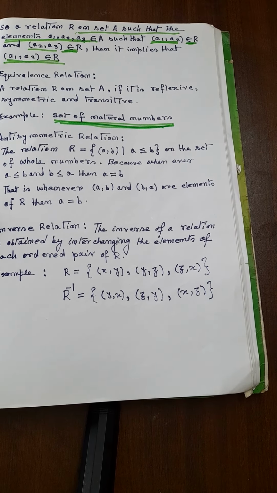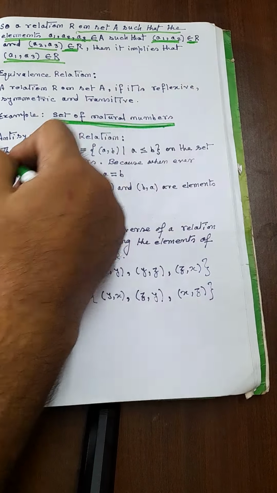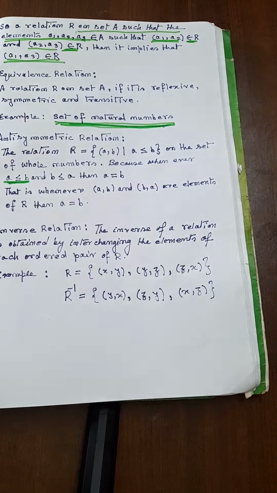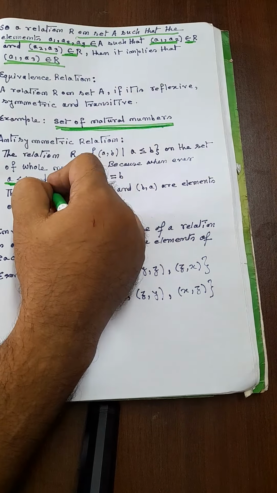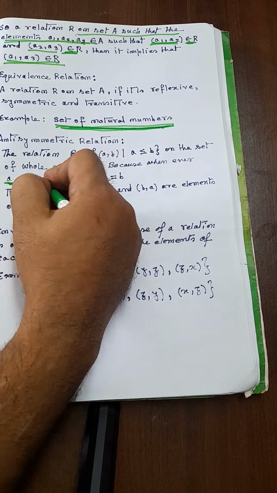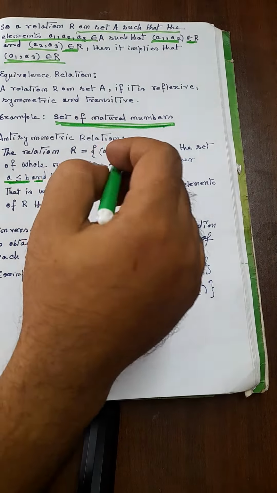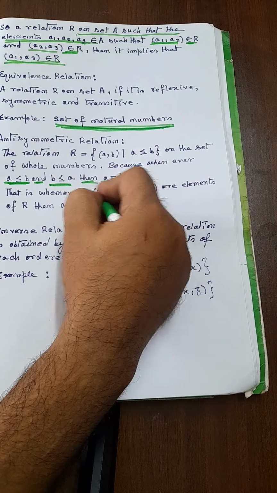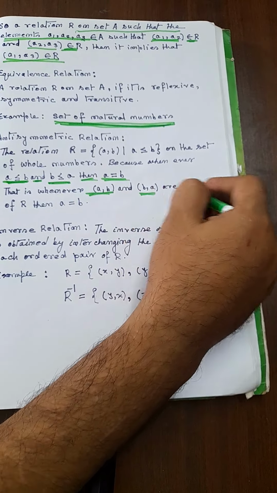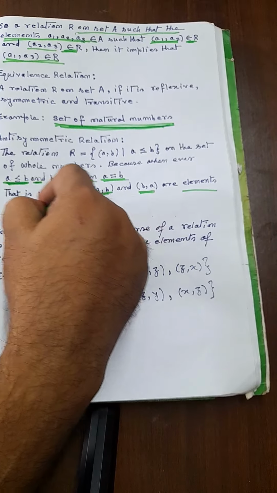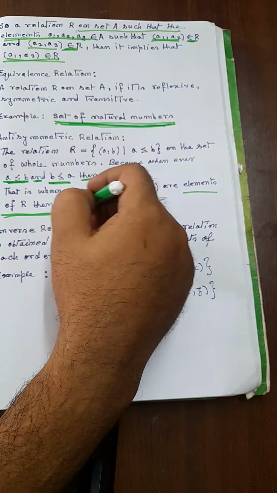And what is an anti-symmetric relation? The relation R, where a is less than or equal to b, on the set of whole numbers is anti-symmetric, because whenever a is less than or equal to b and b is less than or equal to a, then we always have a equals b.